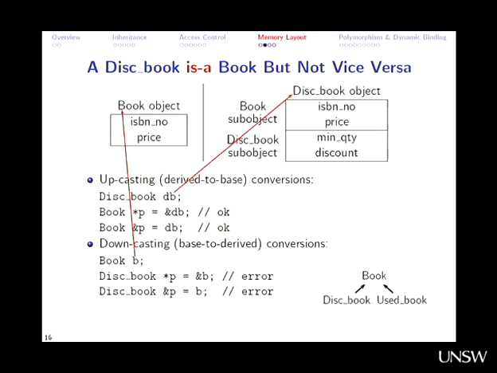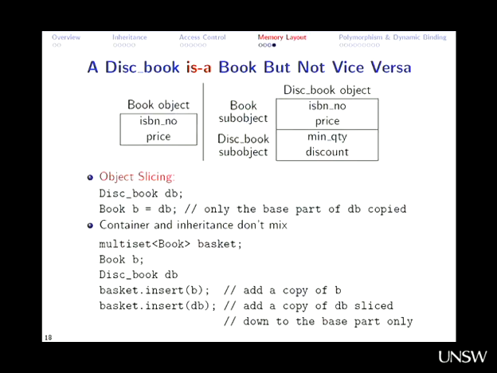Now, these previous slides used pointers. We're now going to look at a thing called object slicing. So we're not going to use pointers. So if we create a discounted book, and we create a normal book and assign the normal book, so do a copy assignment of a discounted book, okay? Only the base part of the discounted book is copied.